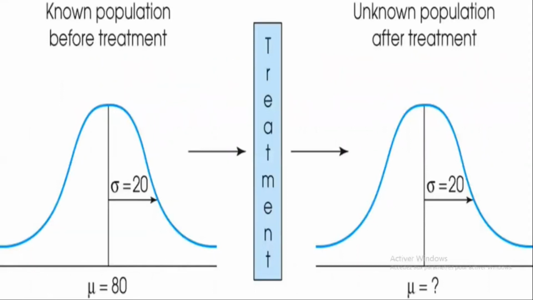1. A sample is selected from the population. 2. The treatment is administered to the sample. 3. After treatment, the individuals in the sample are measured. In this graph, we have a known population before treatment with a mean of 80 and standard deviation of 20. After a treatment, we have an unknown population with supposedly the same variance and standard deviation.